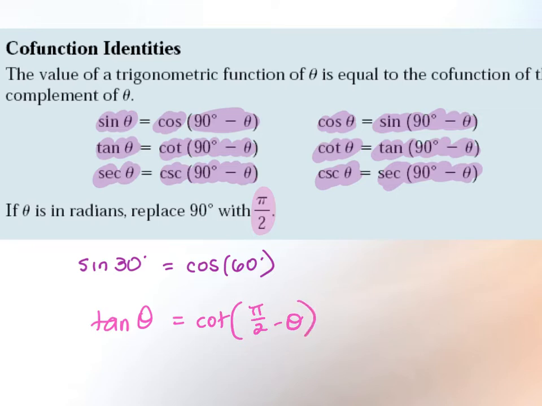And sometimes you will see it just like that, especially when we get to verifying identities. Sometimes it's actually going to give you the angle, and then you need to find the complement. So you need to know sine goes with cosine, tangent goes with cotangent, secant goes with cosecant, and then obviously you need to know how to get the complement.